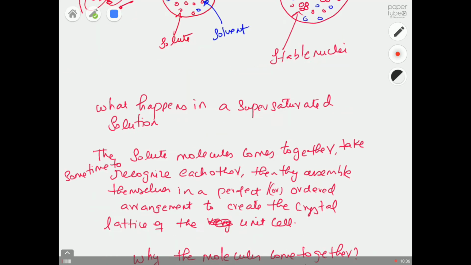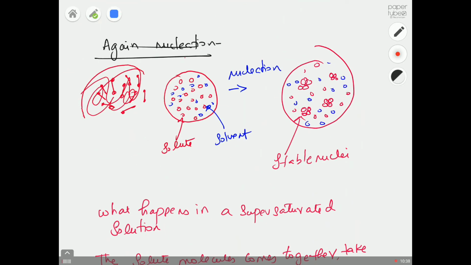Then coming back to the topic of nucleation again, I already showed some figures. So just assume the red ones are your solute and the blue ones are your solvent in this image. So during nucleation, this is what happens. You get a stable nuclei.